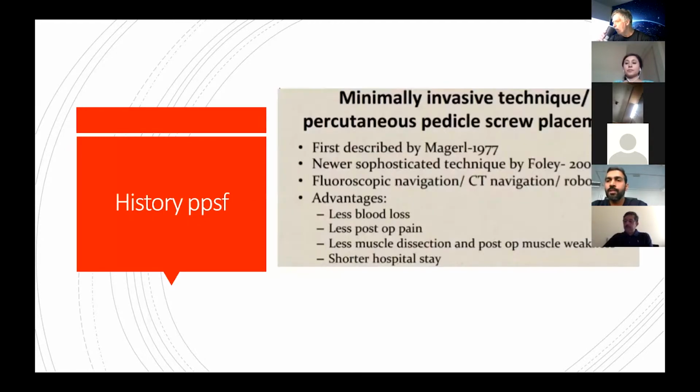The minimally invasive percutaneous pedicle screw placement was first described by Magerl in 1977. Newer sophisticated techniques were introduced by Foley in 2002. Over the passage of time, newer advances have taken place and we now have fluoroscopic navigation, CT navigation and robotics. And these all give us the advantages of less blood loss, less post-operative pain, less muscle dissection and post-operative weakness, shorter hospital stay, as well as early mobilization.